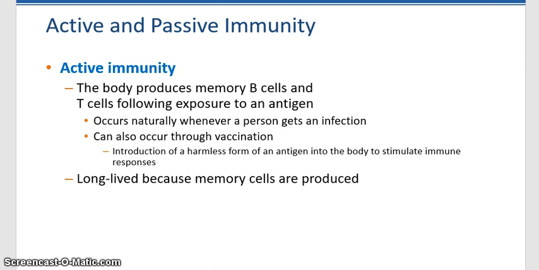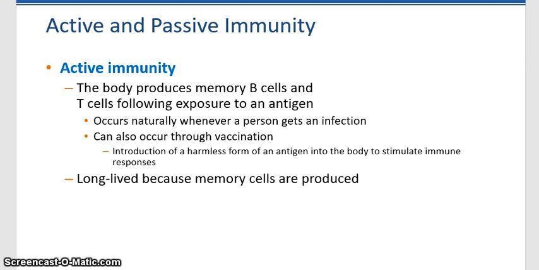So a vaccine is typically an inactivated or dead version of that particular pathogen, or a deactivated version of that particular pathogen. Some vaccines, but it's more rare, are a weakened version of that particular pathogen. But in active immunity, when we are exposed to a particular pathogen, we develop those memory B cells and T cells following the exposure to the antigen.